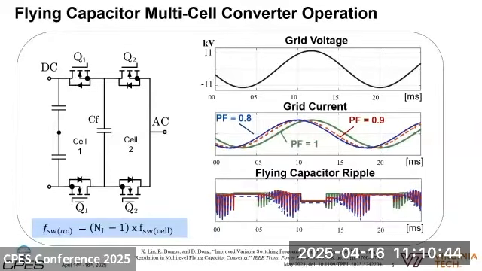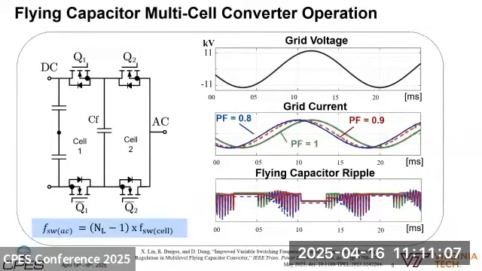So here's an example and a quick recap of the flying capacitor topology. We have cell 1 and cell 2, each one with complementary switches, with a modulation that is phase shifted between the cells. That way the flying capacitor is naturally balanced, and its voltage is a fraction of the DC bus voltage. In the case of a 3-level converter, it's half of the voltage.